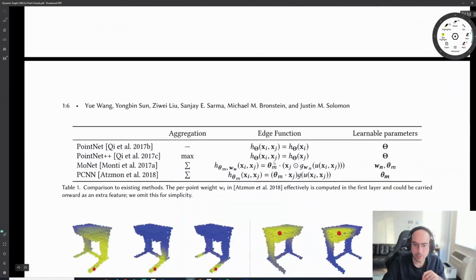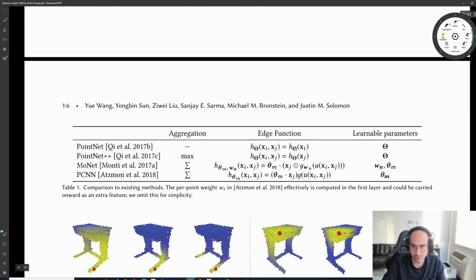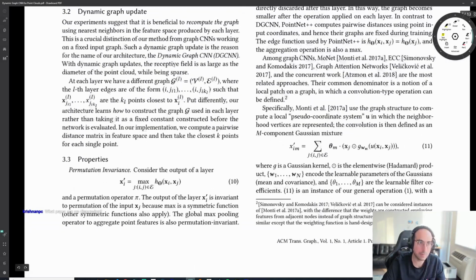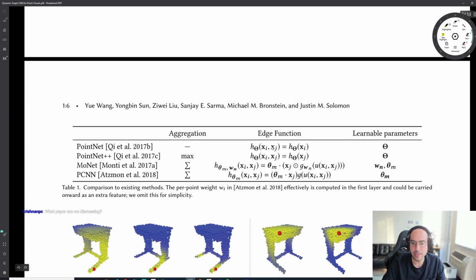But moving on, I actually like this a lot, where in the framework that they propose, they show you how different networks reduce to each other. So in the case of PointNet, you have the function which is a function of just the current node. So this paper is the dynamic graph CNN paper for point clouds. Here, it's only a function of your neighbors. And here, these look like a combination of the function between you and your neighbors.